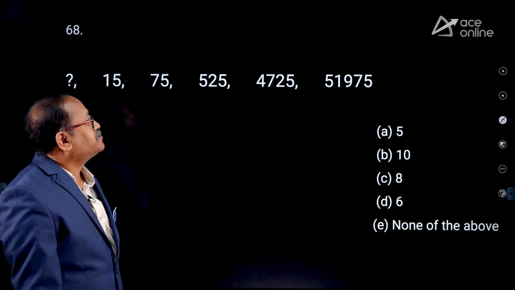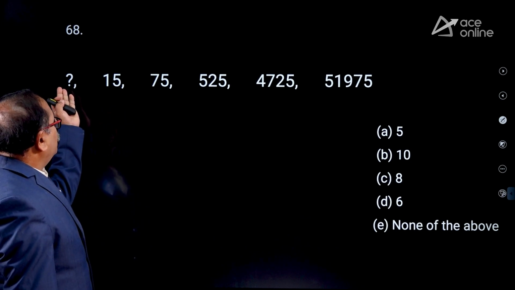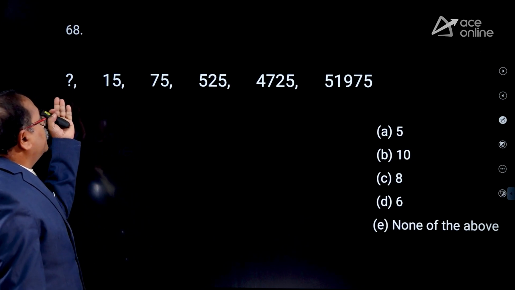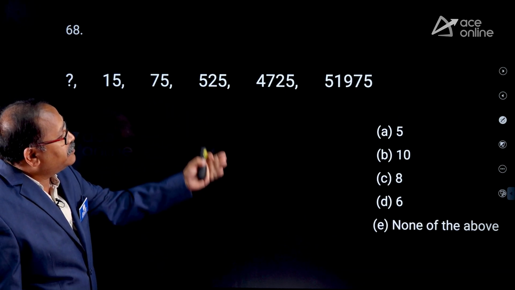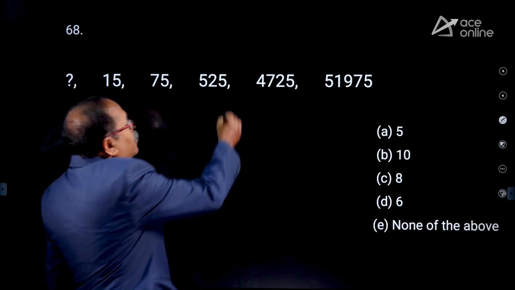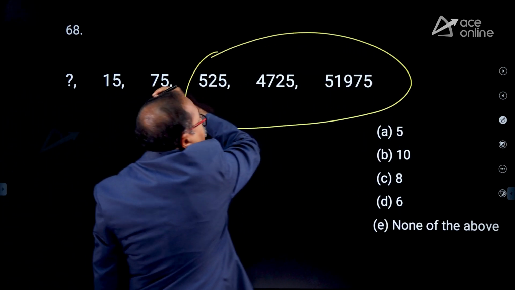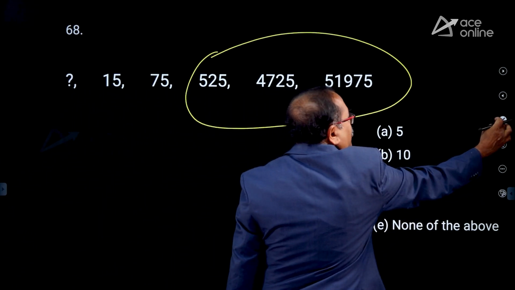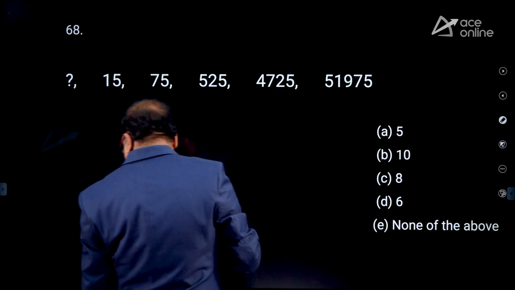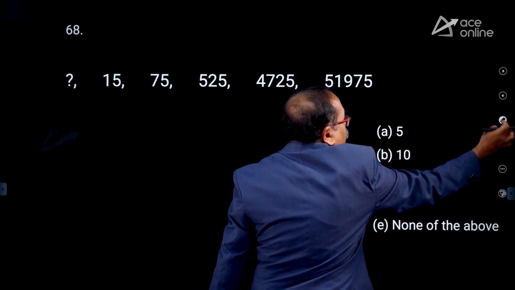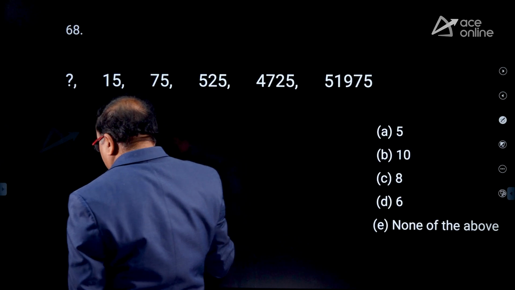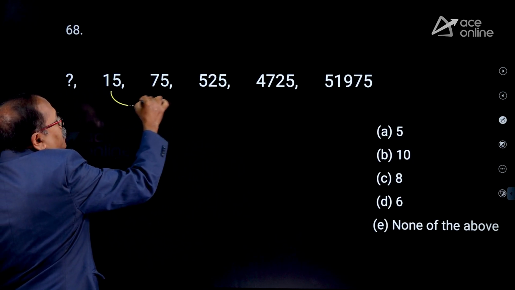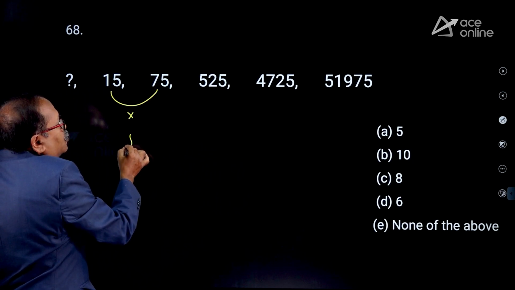Next question. Here, the question mark is at the very beginning, then followed by 15, 75, and so forth. And when I look at this part, it is very clear that it's multiplication based. So let's apply the multiplication, and we'll start from there. From the initial stage, can we find out what is the multiplication from here to here? It is very clear, into 5.